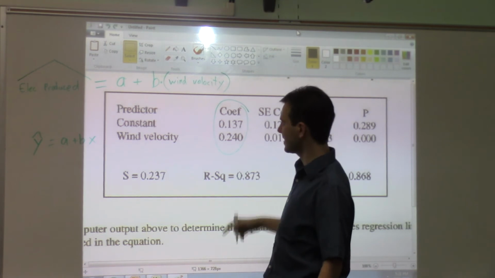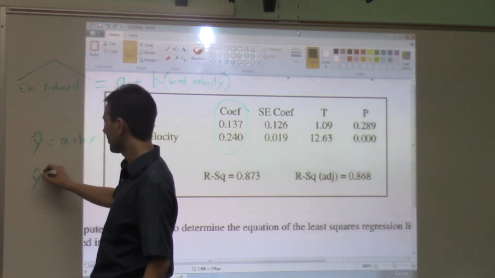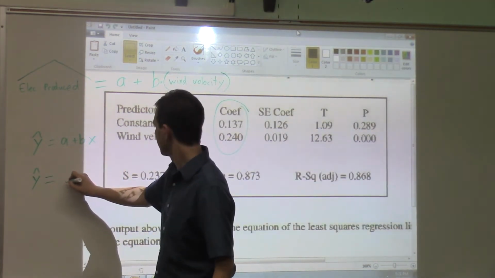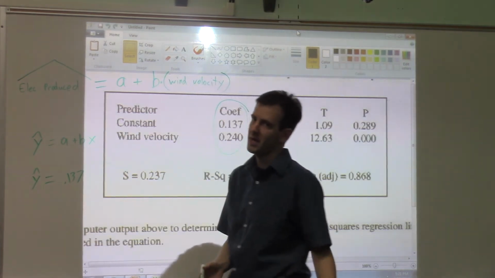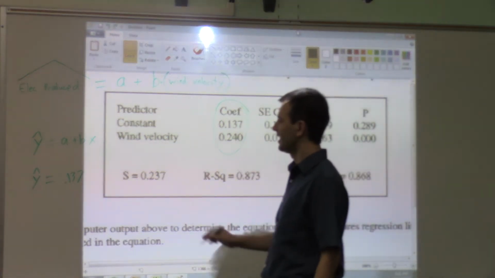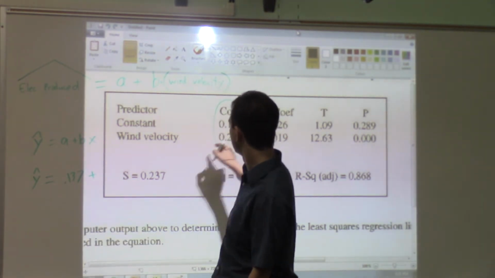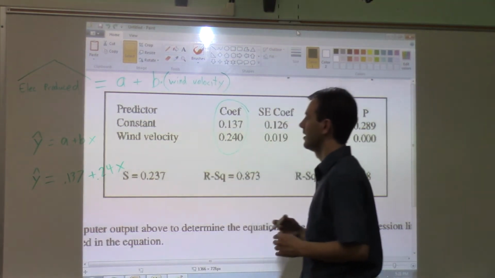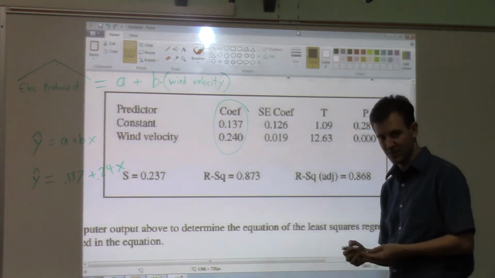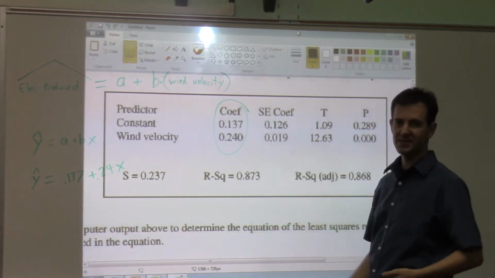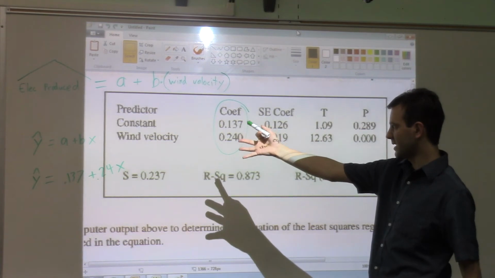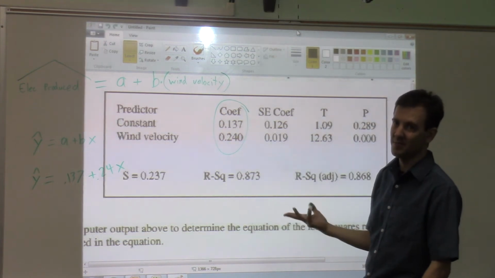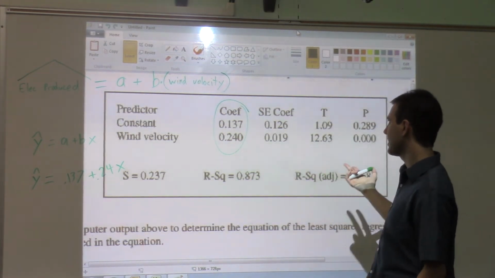Using this, if you want to predict how much power is going to be generated, take 0.137 megawatts or whatever, gigawatts, and then add to it 0.24 whatever watts for every amount of wind velocity. It's probably measured in miles per hour. And there you have your least squares regression line. So you're supposed to be able to read a printout like this, something generated by a computer, or in this case on the AP, and interpret it. It'll look something like this in each case.